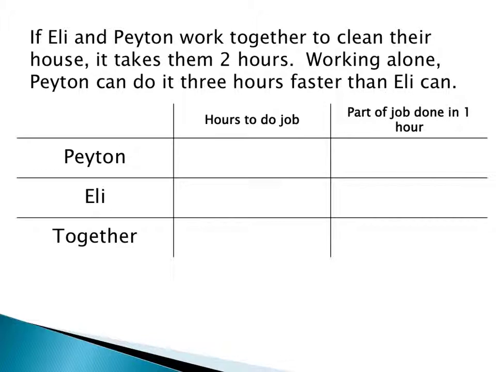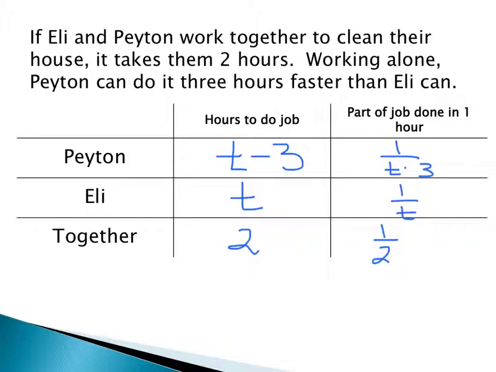We know that Eli is a rate we do not know, but we know that Peyton can do it 3 hours faster. So faster means in less time. We write each of their part of the job done in an hour as a fraction, as we've done before. And we are told that together they can get the job done in 2 hours, which means every hour they're getting 1/2 of the job done.